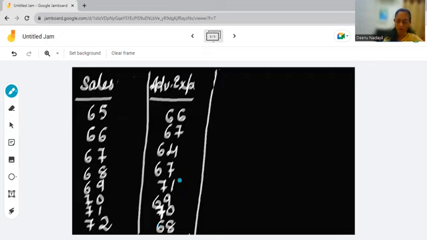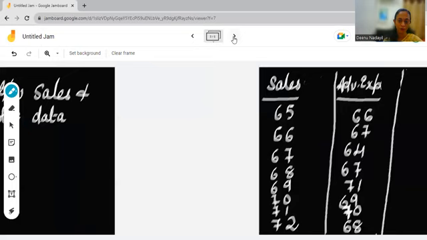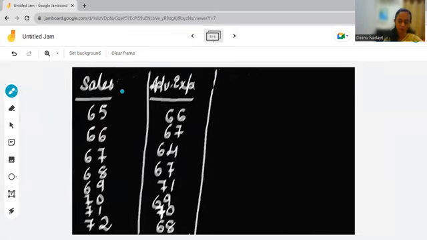Anyway, we have the formula. This is our formula: small x y by root of sigma x square into root of sigma y square. Now before going to deal with the formula, let sales be capital X and whatever is given, advertisement expenditure, be capital Y. Sales be X, advertisement expenditure be capital Y.